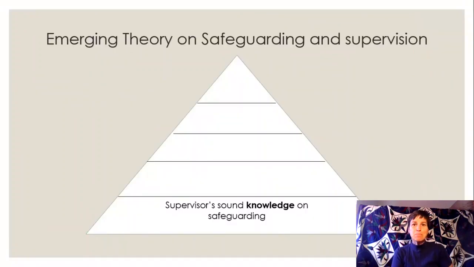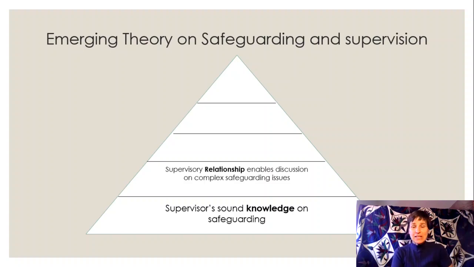And out of this is an emerging theory on safeguarding and supervision of experienced school-based counsellors. And at the foundation is the supervisor's sound knowledge about safeguarding, which is present for the supervisor to be confident about discussions about complex situations, and the supervisee to be able to trust this. And built on this is the supervisory relationship, which needs to be present in order to have often quite difficult conversations where, for example, the supervisee might feel vulnerable or anxious.